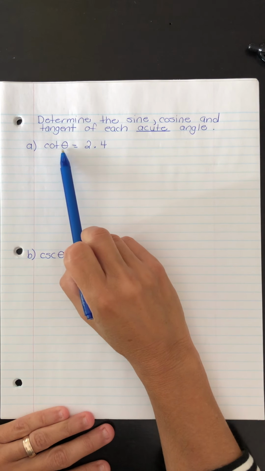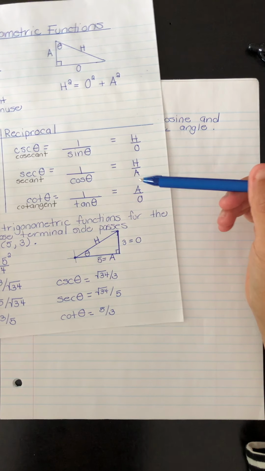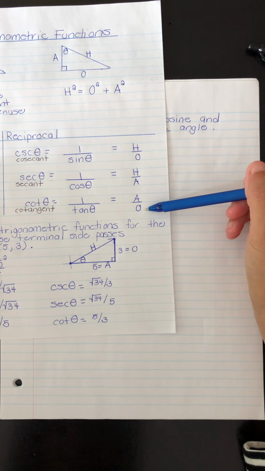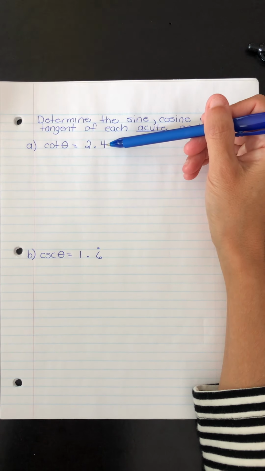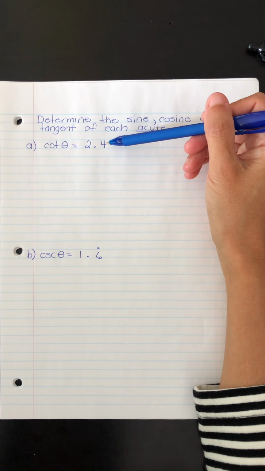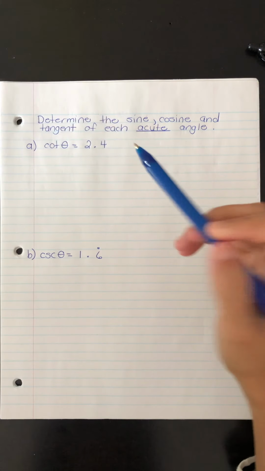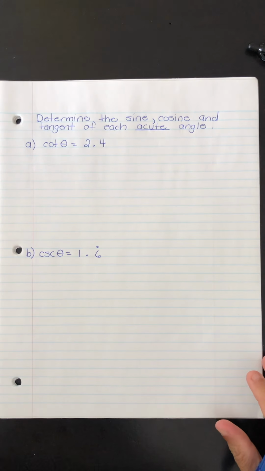Okay, the cotangent of theta is 2.4. Now remember what cotangent means. It means the adjacent side length divided by the opposite side length. If I can make this a fraction, then I can state the values of A and O. So that's my objective, to take 2.4 and turn it into a fraction instead of a decimal.